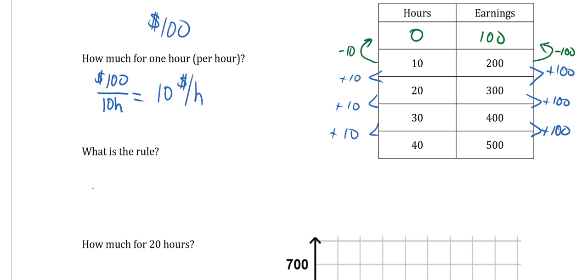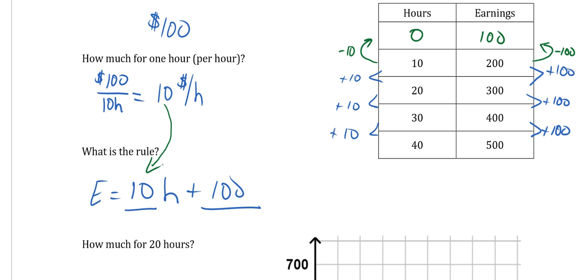So what is the rule? My earnings is equal to something times the number of hours plus something. You want to know that that's what a rule always looks like. Jamarly, what do you think? 10h plus 100. Very good. And watch. The 10 from the rate always goes beside the h, and the 100 always goes there. Or I get E equals 100 plus 10h. I can flip those two things. That part's fine.